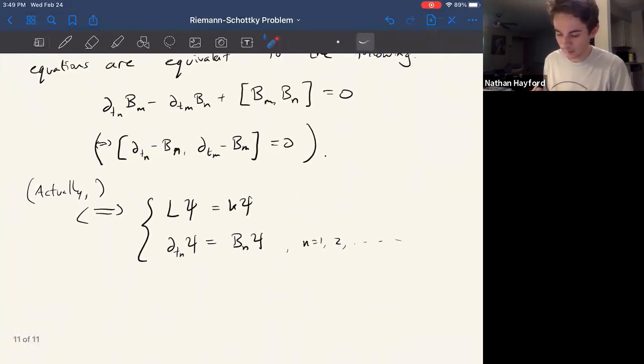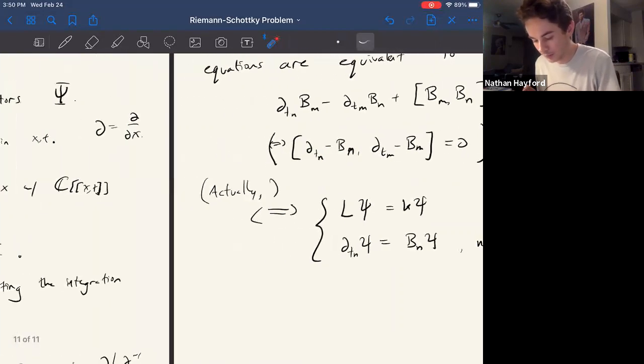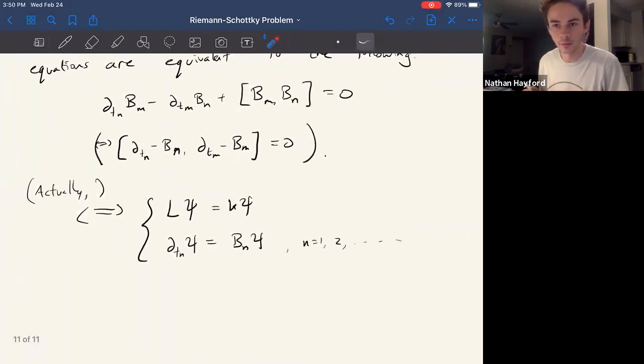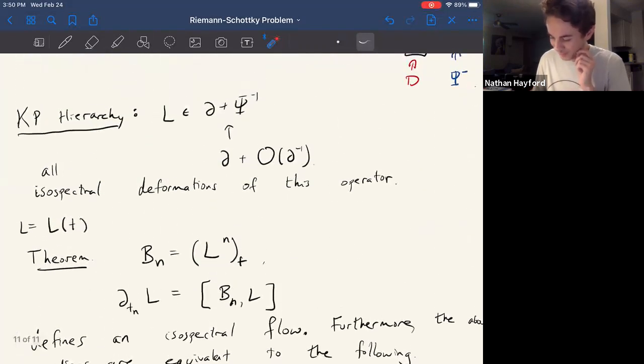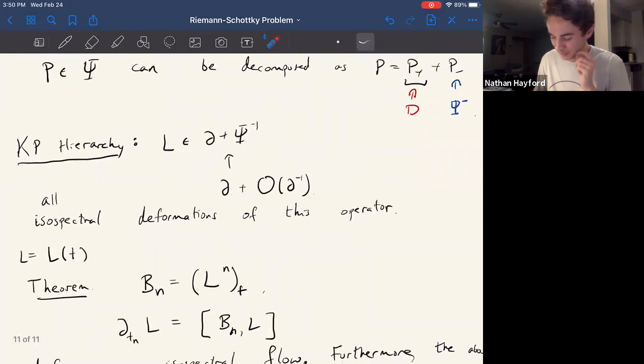And what do I want to say? Well, except for one property that we've kind of neglected, which is this exact solutions thing, which we'll deal with in just a second. So let's take a moment to pause and try to wrap our heads around what the KP hierarchy is, I guess, because it's a very large object.